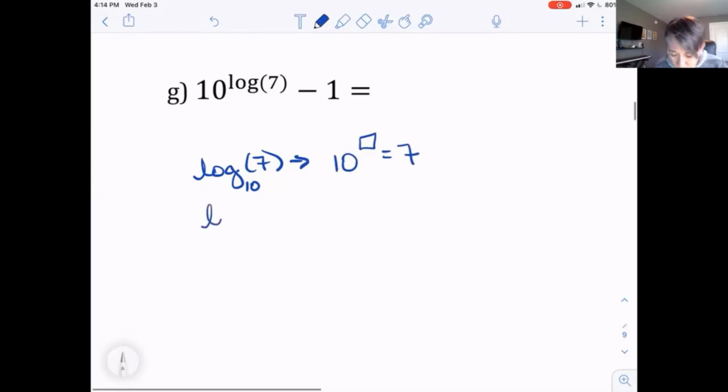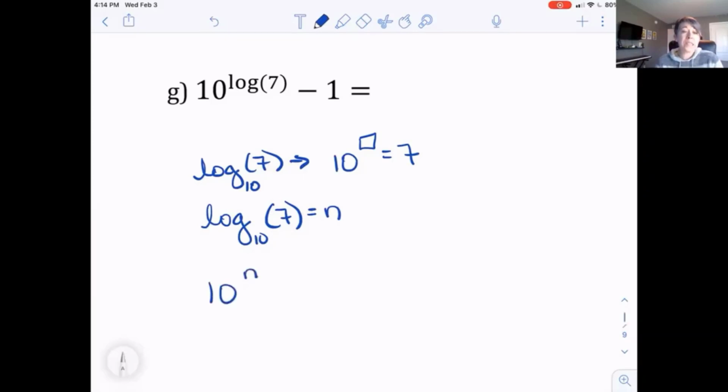Well, we don't know what that is. So what we can do is define it as, let's say, an n. Log base 10 of 7, or the common log of 7, equals some number n. That's the exponent. Well, guess what? We are taking 10 to that exponent. We can substitute it in for that exponent minus 1.